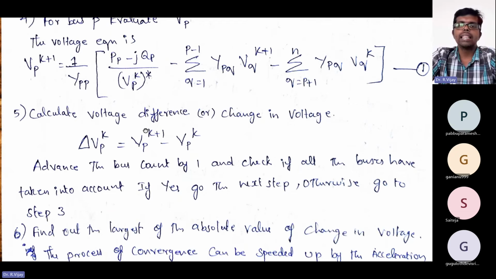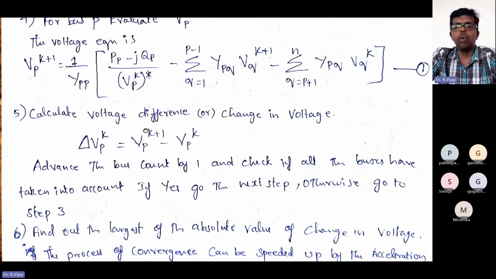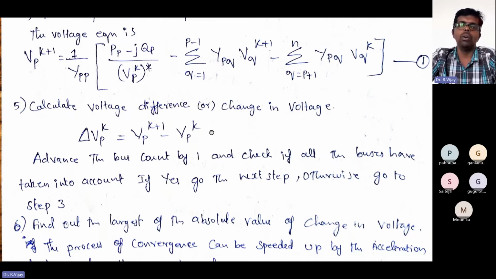Next, step number 5. Calculate the voltage difference, or change in the voltage. Say, for example, at the sending end you are sending 11 kilovolt. At the receiving end, what is the change in the voltage? At the sending end we are choosing 1, the initial flat start we are taking as 1. At the receiving end, what is the change in voltage? Maybe 0.99 or 0.95, like that. So that difference also you are calculating.